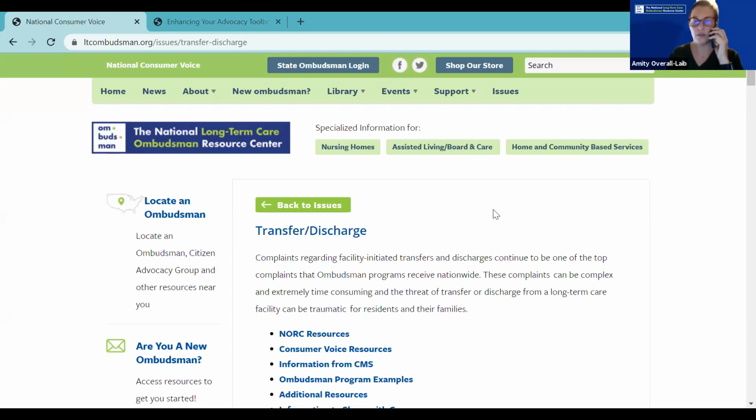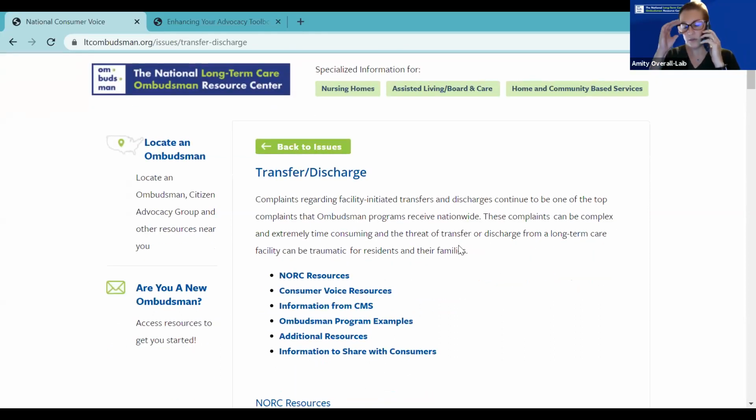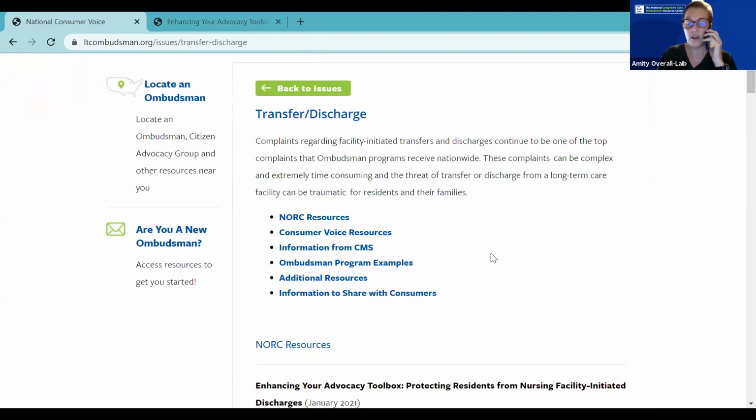Okay, so this is the resource that I completely neglected to include in my slides. I apologize. But a lot of the questions that we did receive were about nursing facilities. And since we were primarily focused on residential care communities today, I just wanted to highlight this issue page that we have about transfer discharge. The majority of the resources here are specific to nursing facilities.